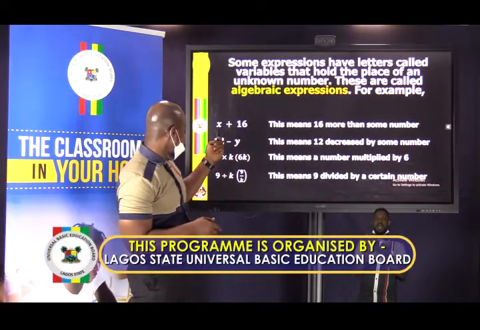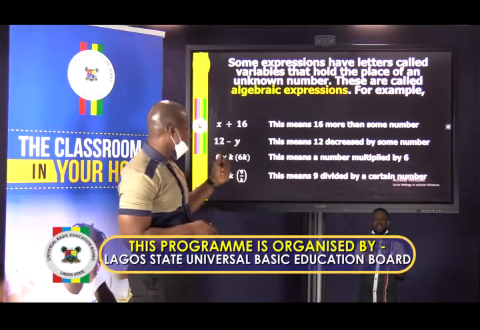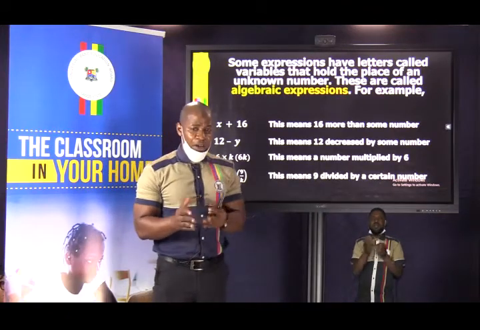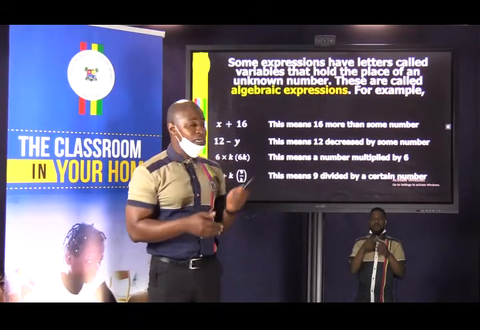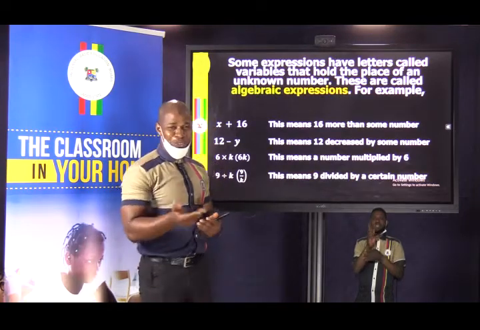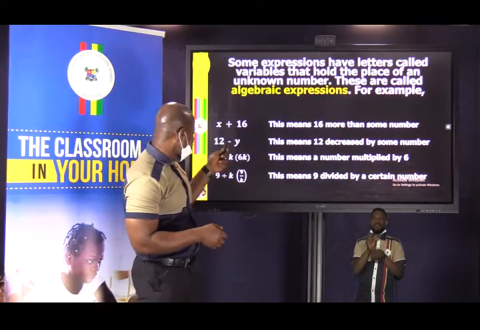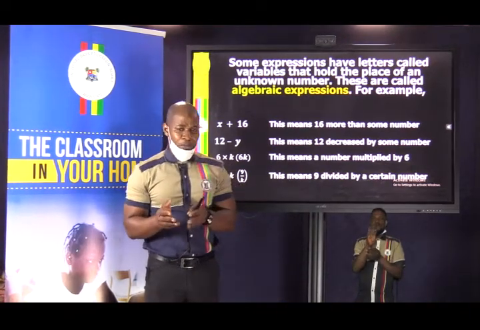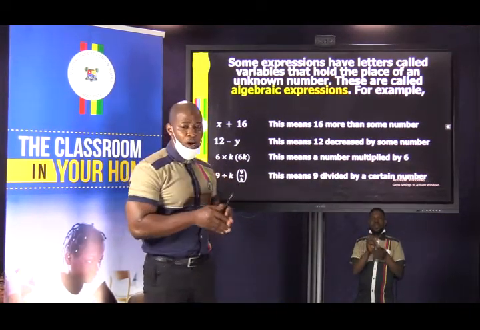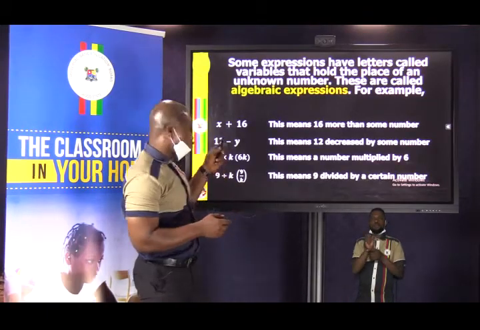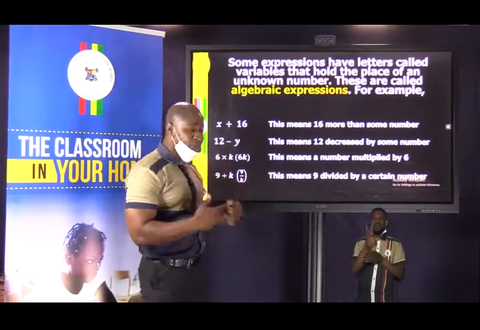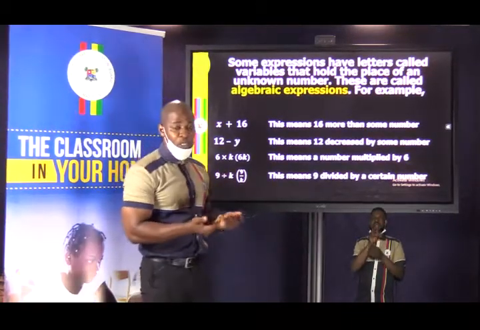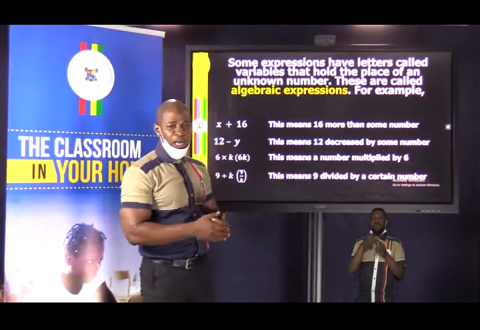This one has a letter and the number: x plus 16. What that means is I have a number that I don't know, but I want to increase it by 16. That is 16 more than some number. 12 minus y means that I want to reduce 12 by a number that I don't know yet, or subtract a number from 12. 6 times k means a number multiplied by 6, and that number is k. We don't know what it is, but when we know, we'll multiply it by 6.